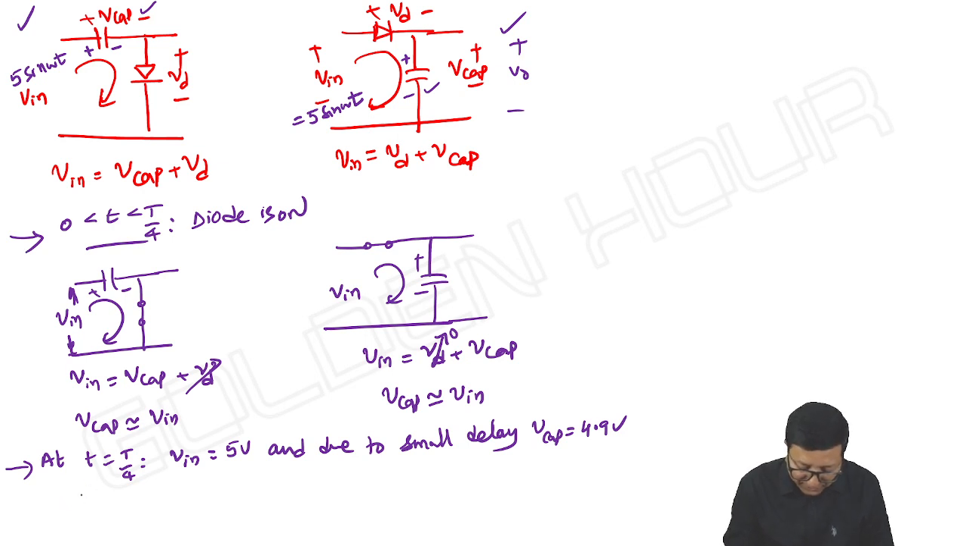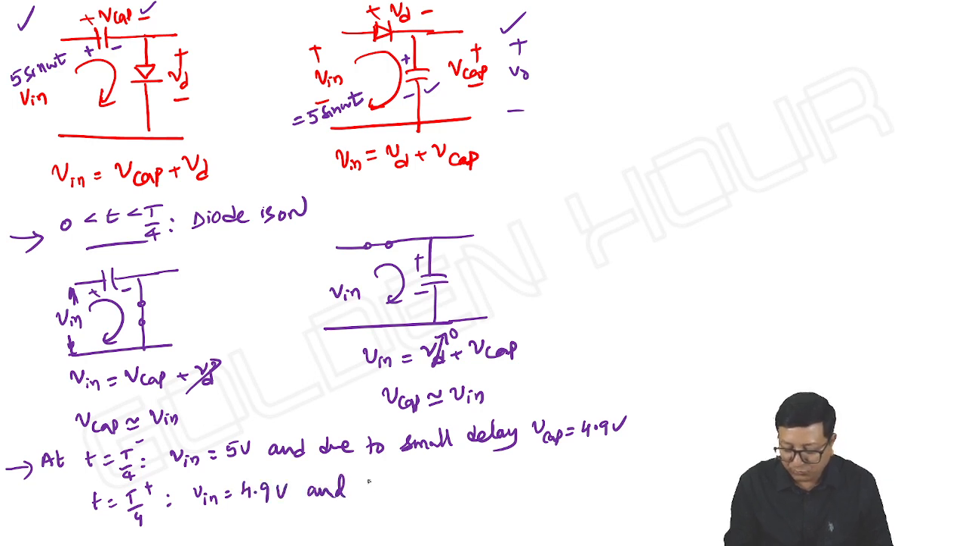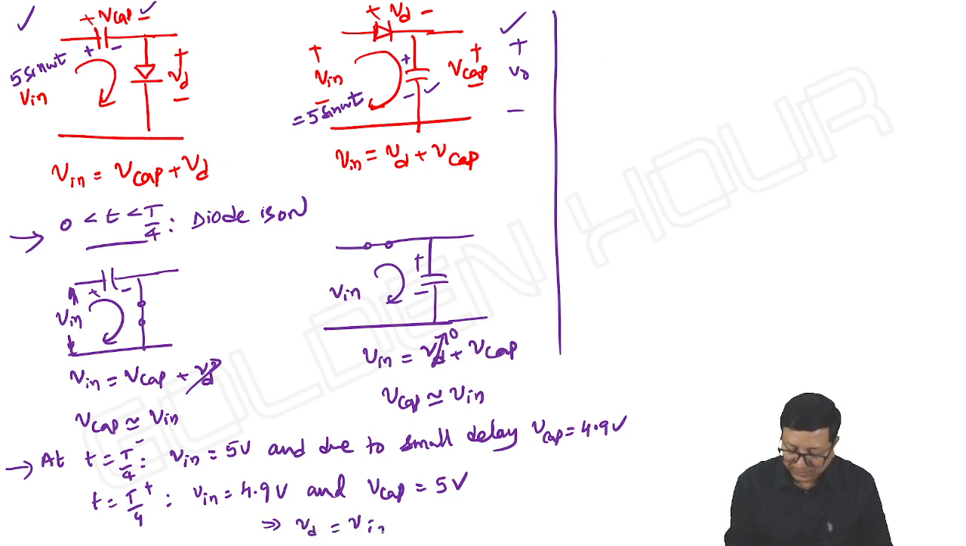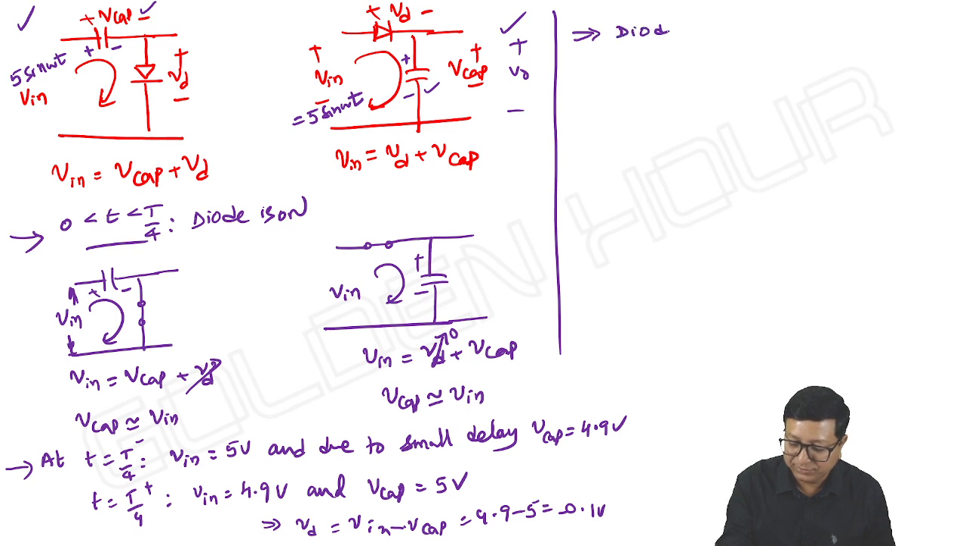Now for t greater than, at t equal to T by 4 minus, at t equal to T by 4 plus, input falls below its peak amplitude, maybe 4.9 volt, and V capacitor by that time reaches 5 volt. Okay. If so, what about Vd? Both the cases only I am speaking. V input minus V capacitor, 4.9 minus 5 is equal to minus 0.1 volt. Anode to cathode voltage of the diode is negative. Immediately the diode becomes off.